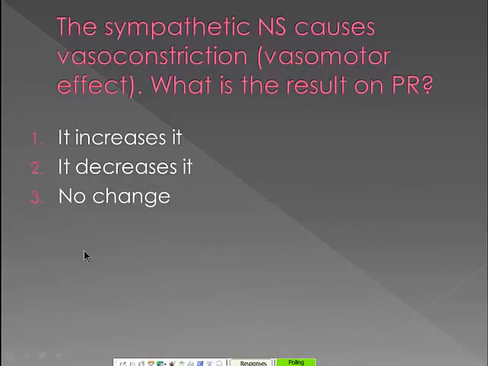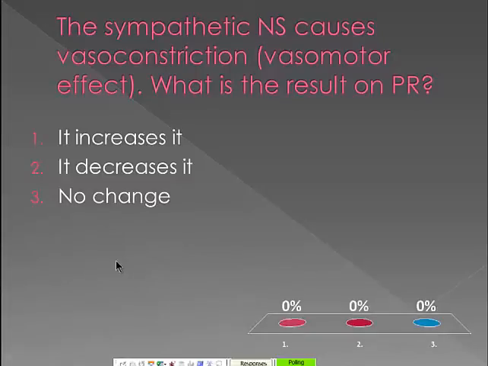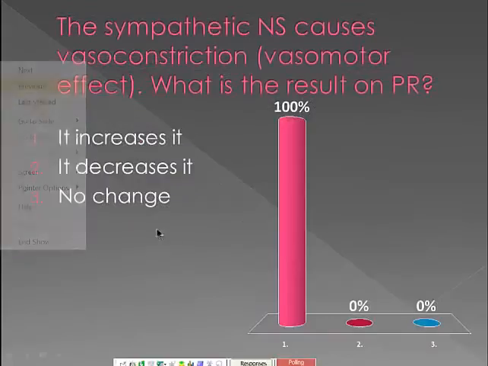And this question: the sympathetic nervous system causes vasoconstriction through the vasomotor center, which has only connections with the sympathetic nervous system. So what will be the result on peripheral resistance? Okay, for some reason yes. Very good. Excellent. Yes, it will increase it, because vasoconstriction means the vessel is becoming more narrow. So most of the blood now is in contact with the vessel wall, and that increases peripheral resistance.